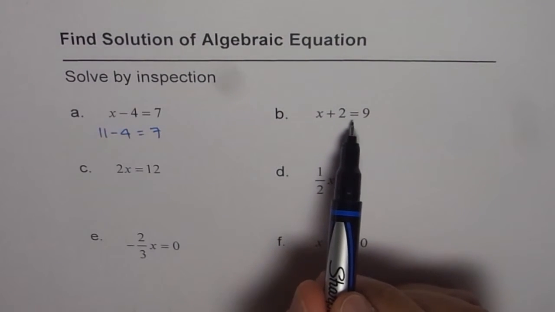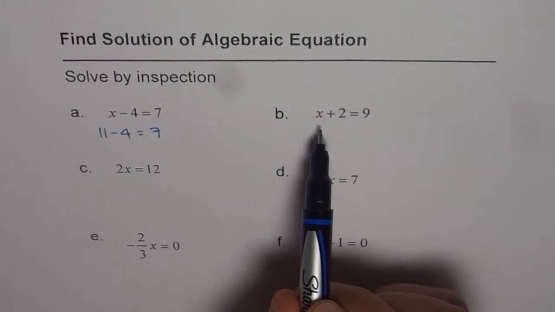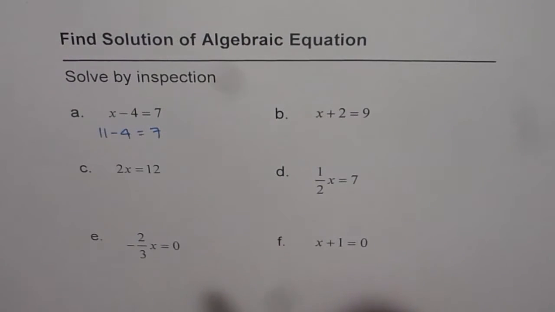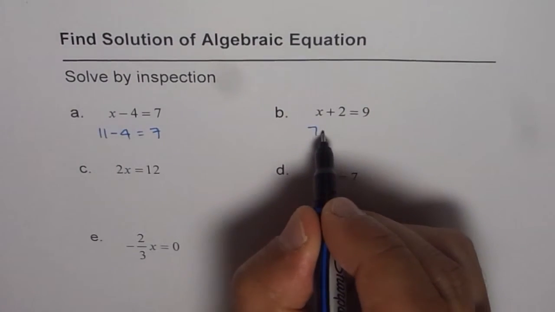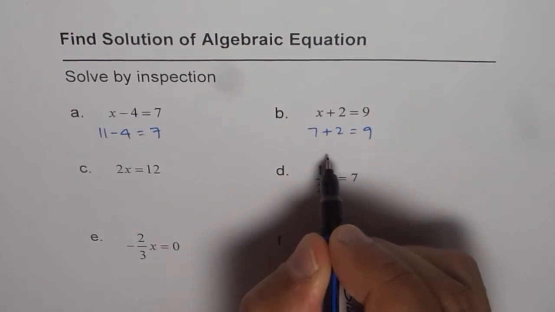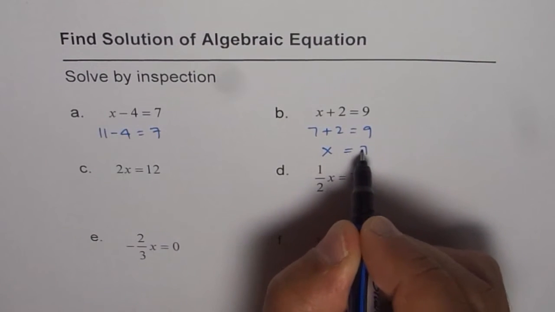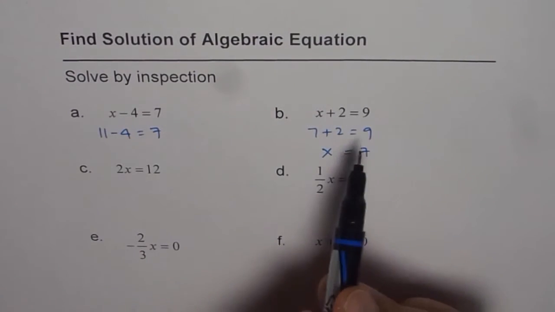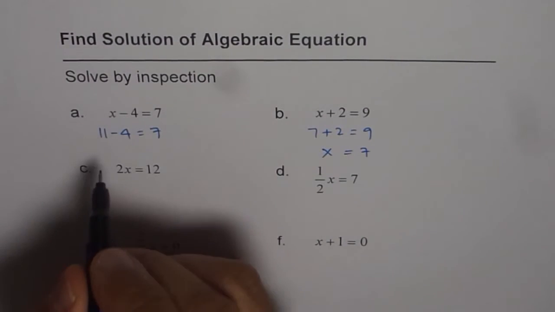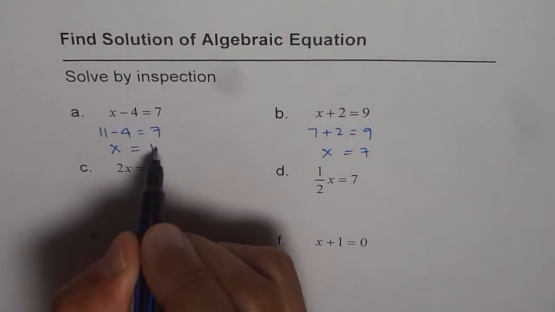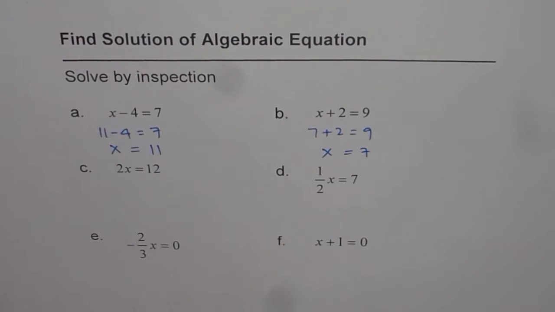x plus 2 equals to 9. So what plus 2 is 9? That's how we should look into it, right? We know 7 plus 2 is 9. So since 7 plus 2 equals to 9, we say, well, x is equals to 7. So whenever you solve, you have to write down your answer. In previous case, we did not. Let's write it down. x equals to 11 is the solution, right?